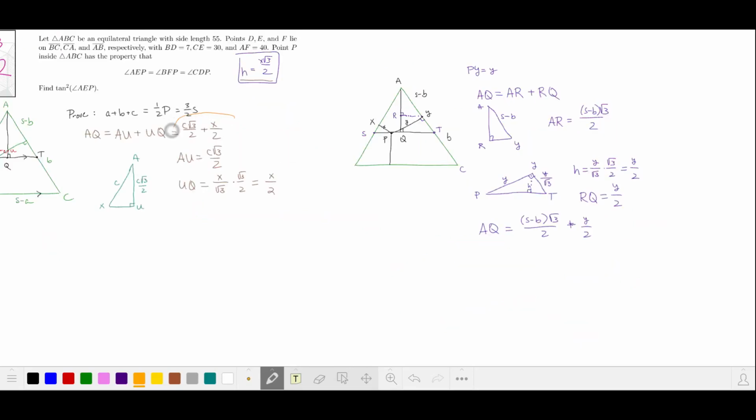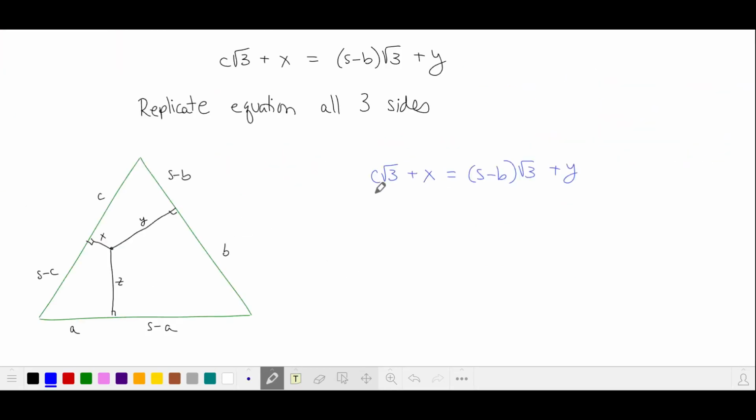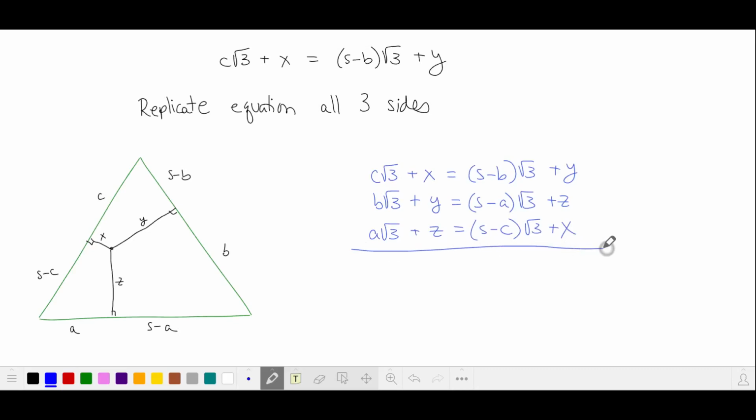Now we have two expressions for the distance from A to Q. I'll set them equal to each other, and I'll multiply both sides by 2. Let's replicate this equation for all three sides. We can do this quickly by carefully rotating our vertices and looking for the corresponding side lengths. Ultimately, it doesn't matter if you get the terms wrong, as long as you get all the lengths, because we're just going to add the three of these together.